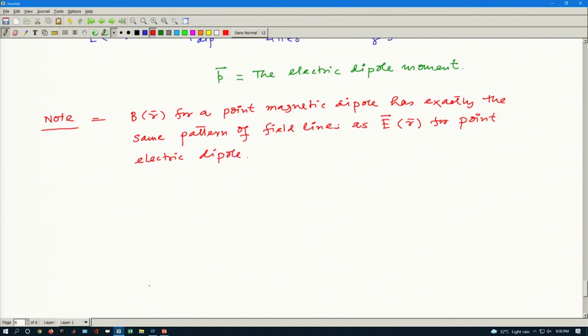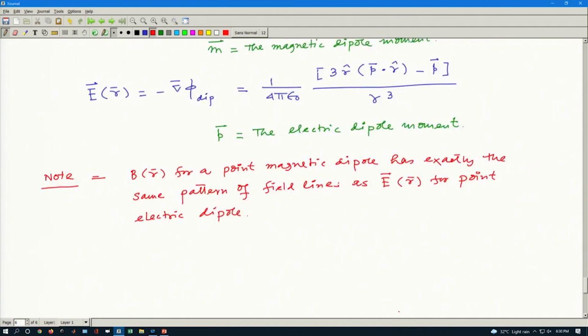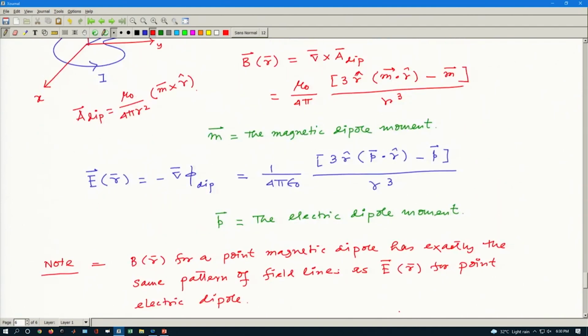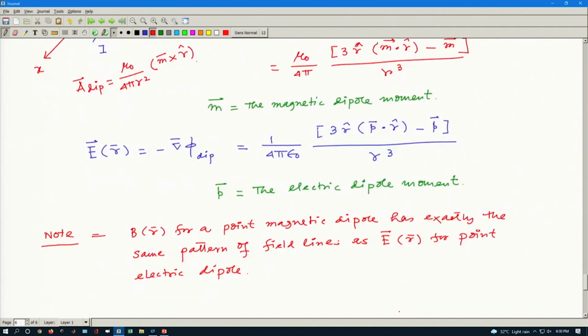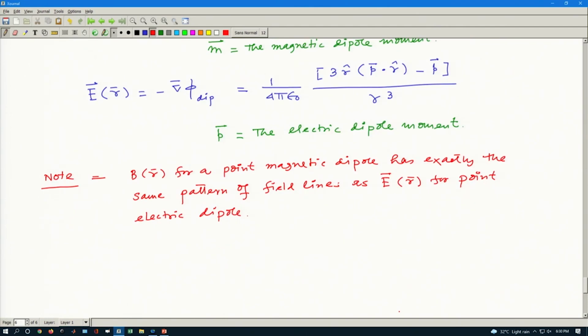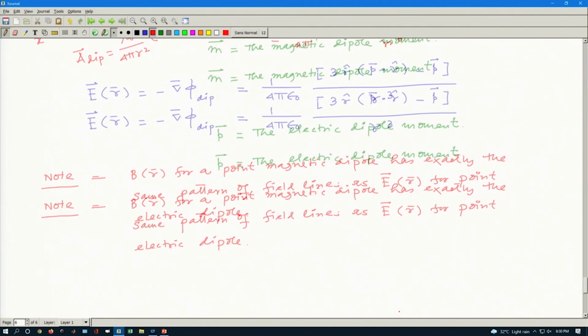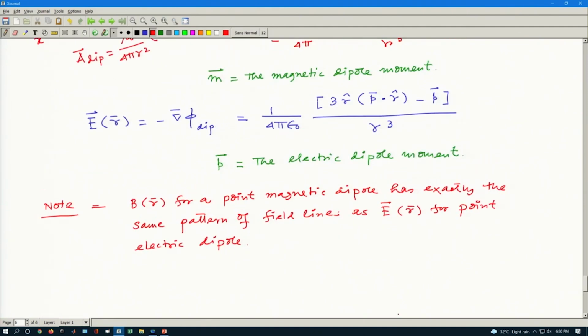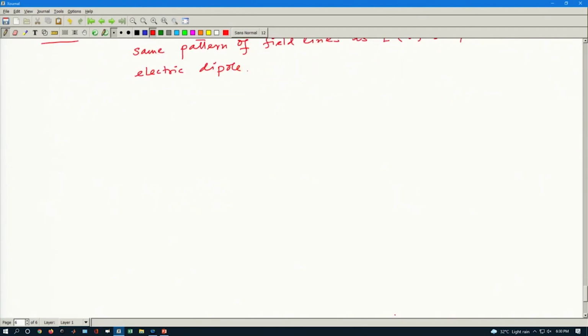So, what does it mean? Since the expressions of B and M are very much identical, the magnetic field produced due to the magnetic dipole should be identical to the electric field produced by the point electric dipole, because the expressions are very much the same. That you need to remember.